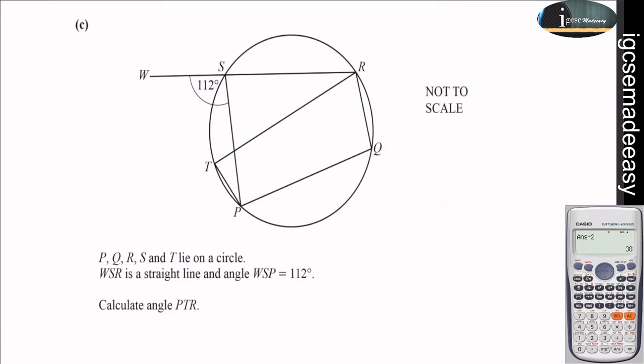Part C of the same question. P, Q, R, S and T lie on a circle. WSR is a straight line and WSP is given as 112. Calculate PTR. PTR is this angle. We have to find this angle. So how can I find that angle? First of all, let's find this one. It's a straight line, and a straight line always makes 180 degrees. So 180 minus 112 gives you 68. So this becomes 68.